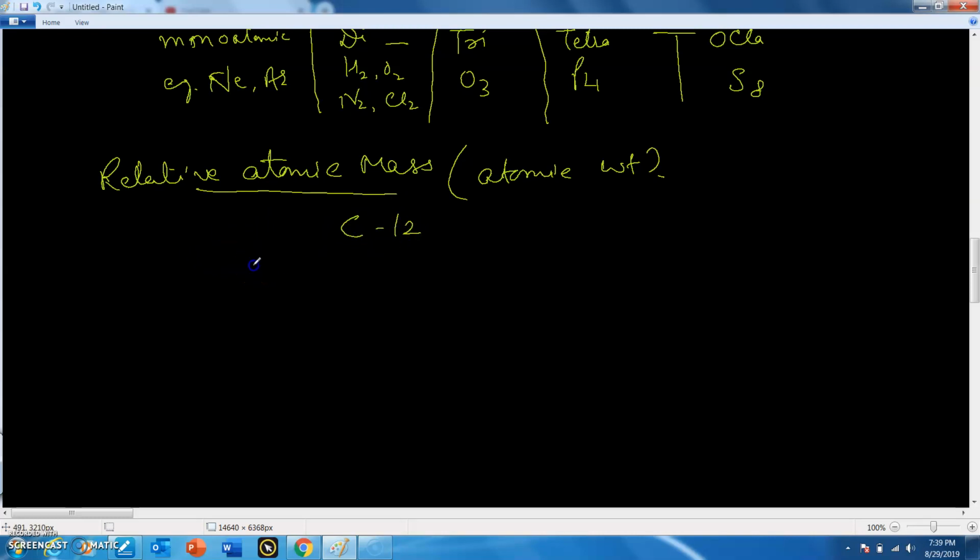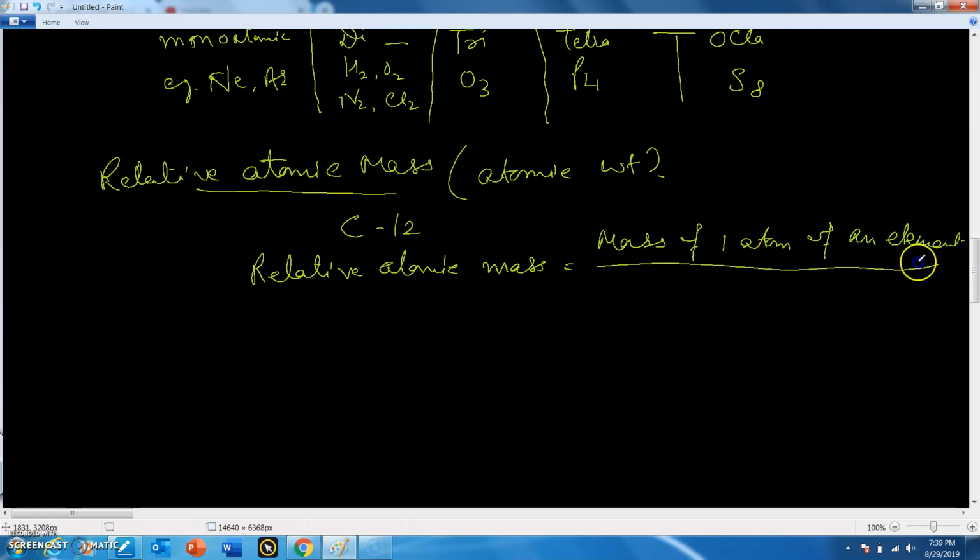So relative atomic mass is equal to the mass of one atom of an element divided by 1/12 of the mass of one C12 atom. Now, according to this, next we can calculate relative molecular mass. These are all the bases.